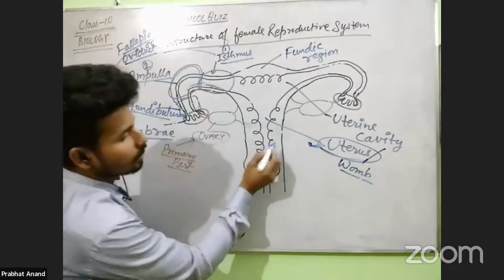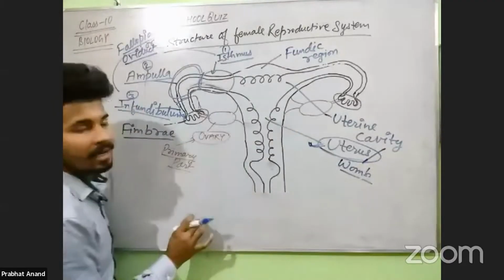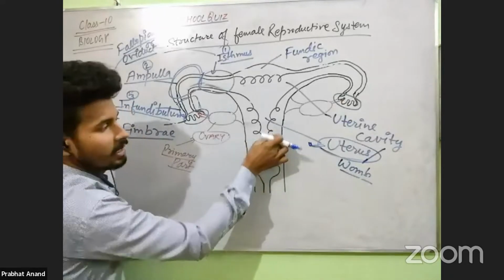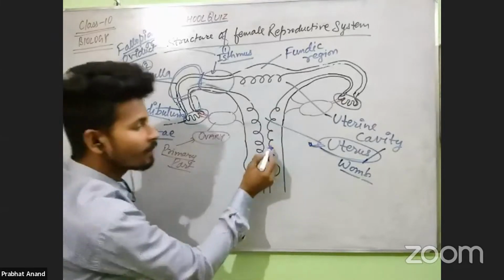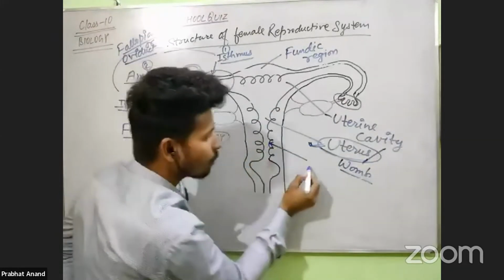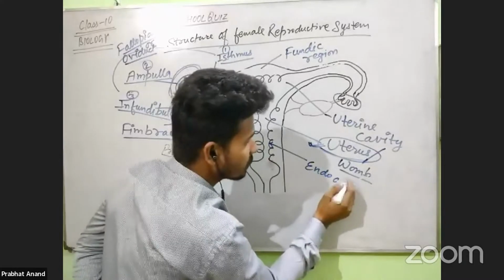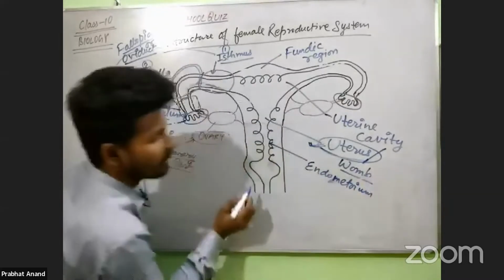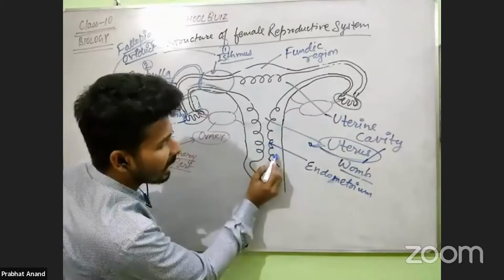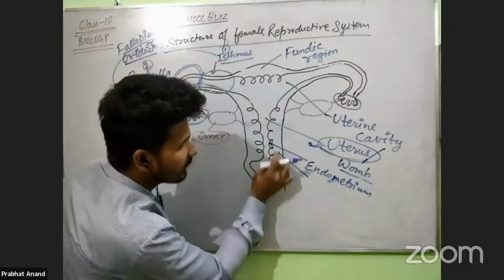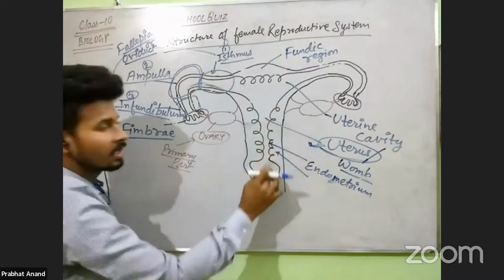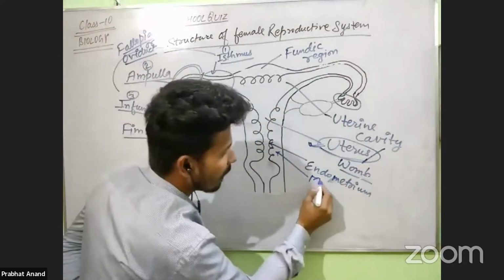In the uterus region, two kinds of layers are present: the outermost layer and the inner layer, right? The inner layer is a spring formed layer, called the endometrium. After the endometrium, this layer of tissues present here is said to be the myometrium.